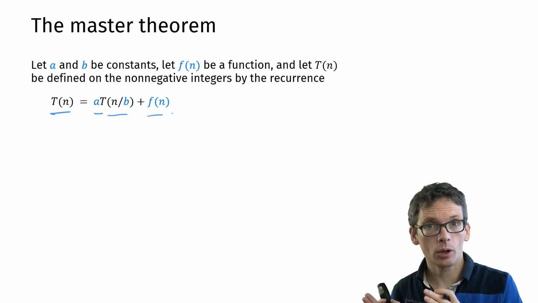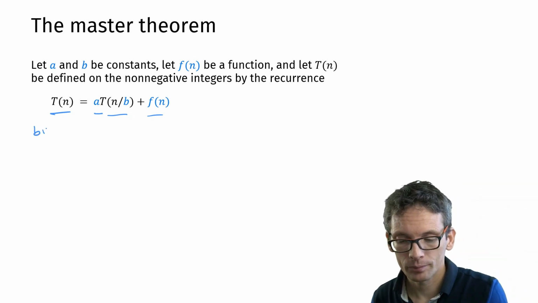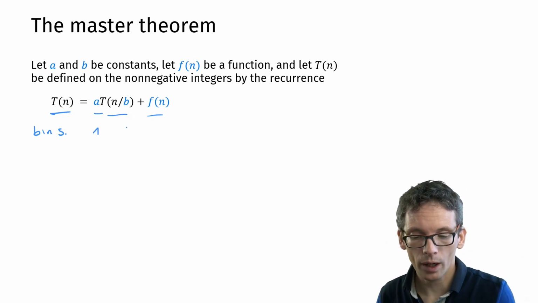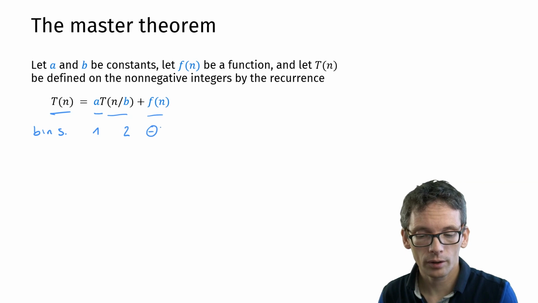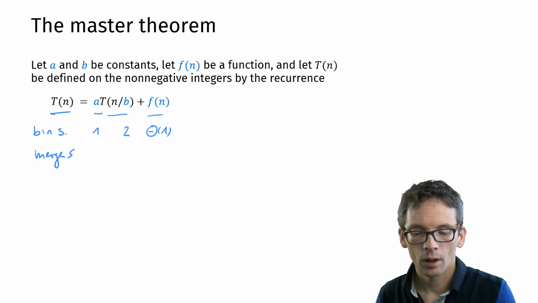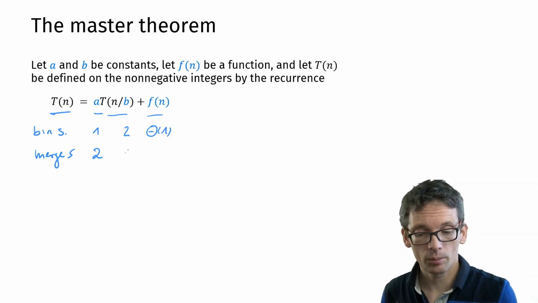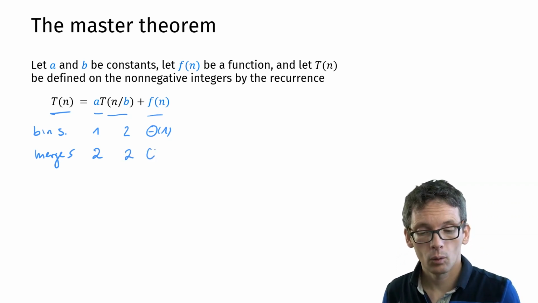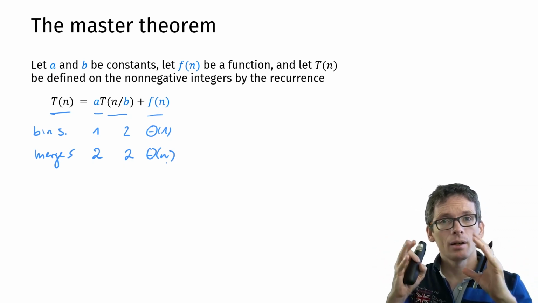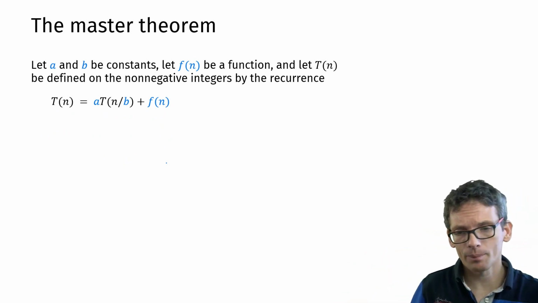Both the binary search and the merge sort recurrence follow this pattern. So for binary search, we had T(n/2), so there a is 1, b is 2, plus a constant. f(n) is a constant. For merge sort, we had two recursive calls, so a was 2, both on half the size, so b was also 2, and f(n) was linear, because we had to copy and we had to merge. So for both of these, we get this form. And for both, we will actually be able to use the master theorem.